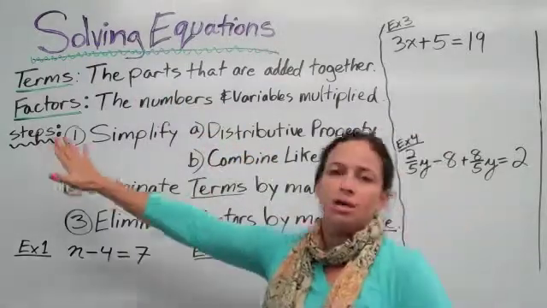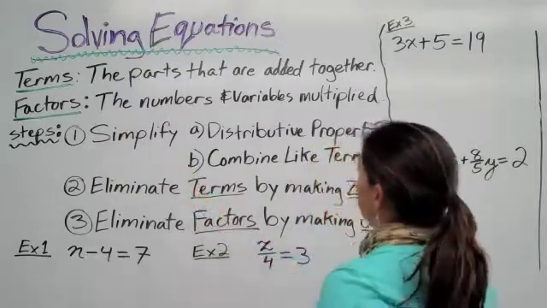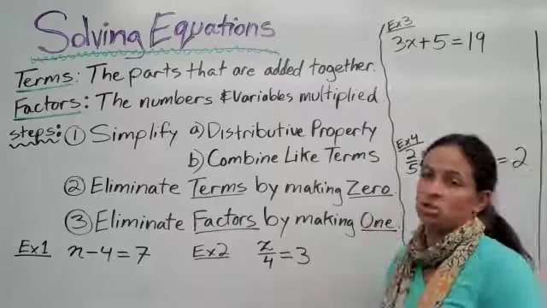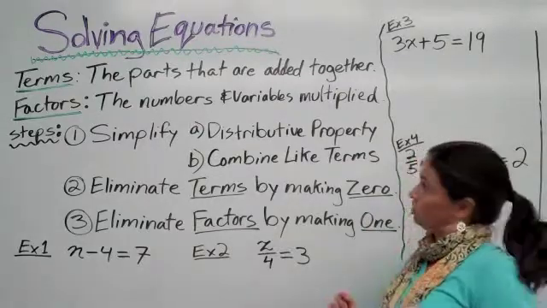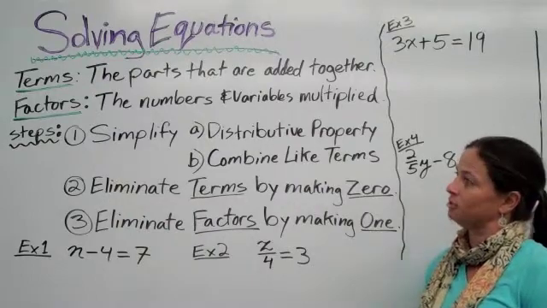So the easiest way to solve equations is 3 simple steps. 1, simplify. There's two parts to the simplifying. Sometimes you need to use the distributive property to simplify an expression, and other times you just need to combine like terms to simplify an expression.